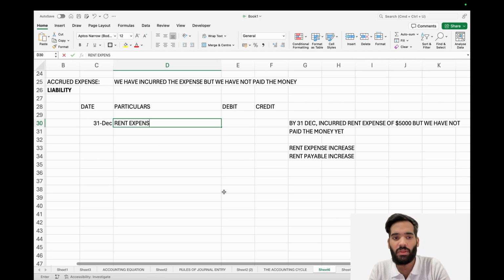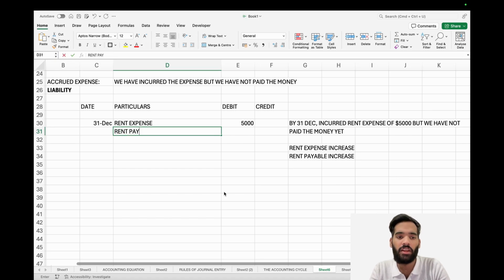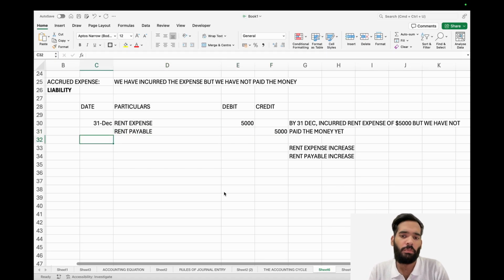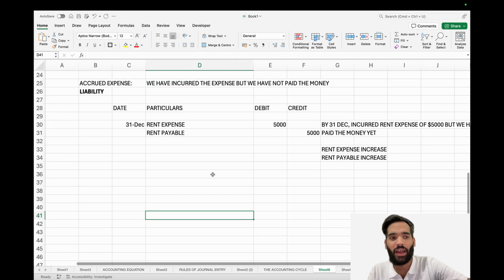So rent expense will be debit because we know expense increases on debit, and rent payable, which is a liability, will increase on credit. So I hope you got the point why I'm not using the accrued expense name, which is completely fine. You can use it, but rent payable is for usually when you are in the US, and again I keep saying the same thing. So I hope you get the point.